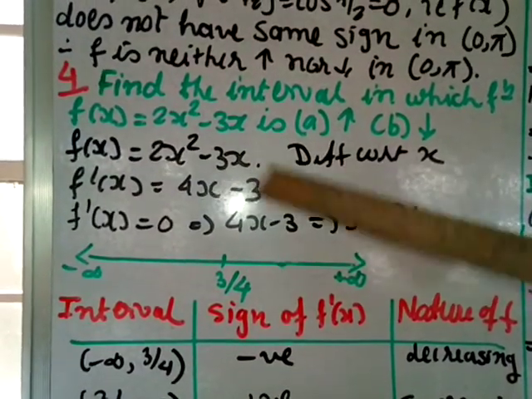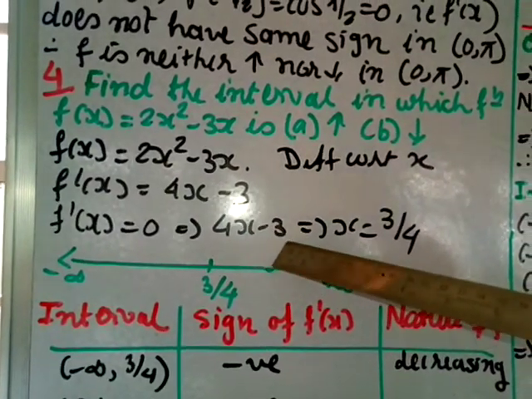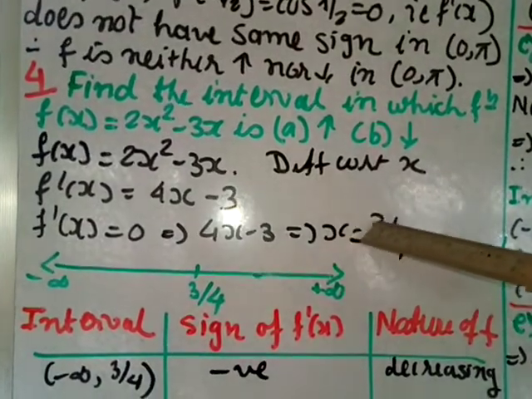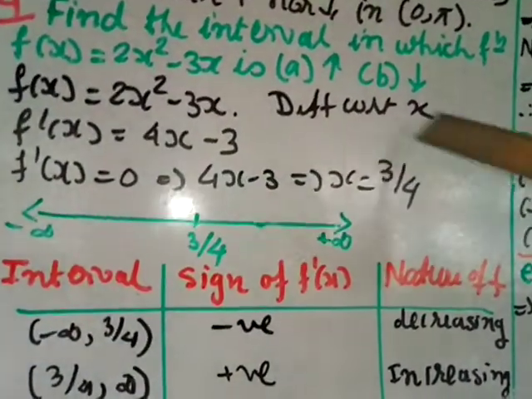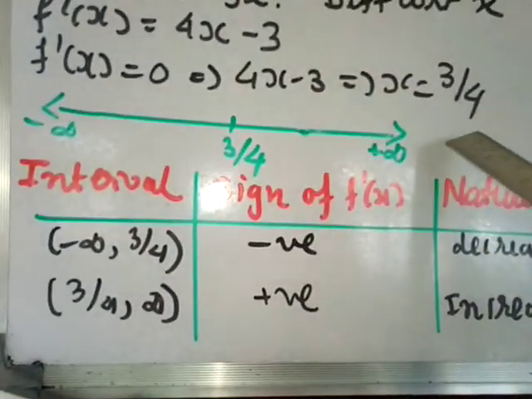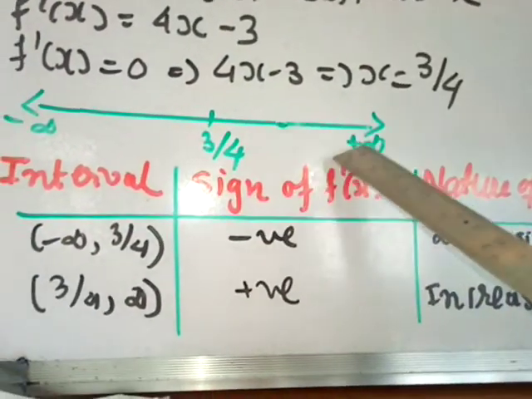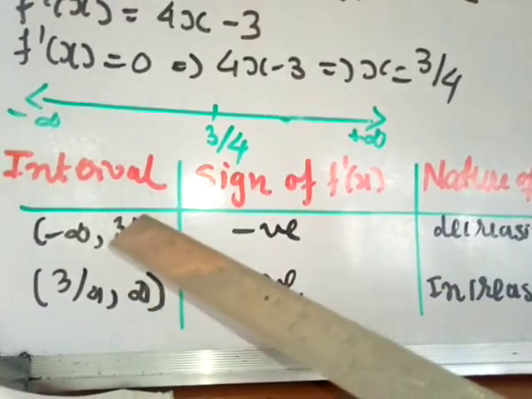Now next we have to equate this with 0. When you equate with 0, 4x minus 3 equal to 0, so 4x equal to 3, and divide by 4, so x equal to 3 by 4. Now I have to divide the number line into intervals: minus infinity to this value 3 by 4, and 3 by 4 to plus infinity. So I have got two intervals, minus infinity to 3 by 4 and 3 by 4 to plus infinity. This value will be 0 point something.